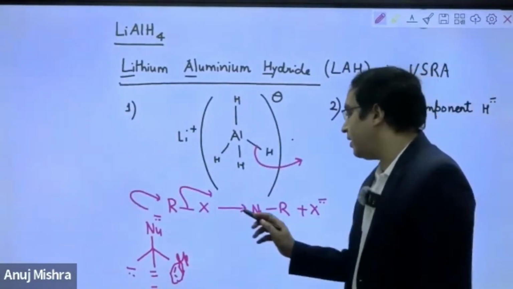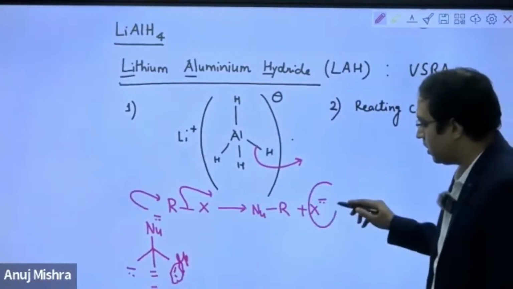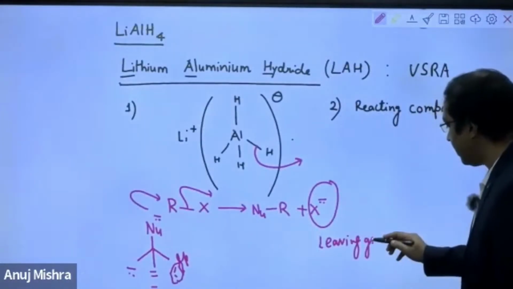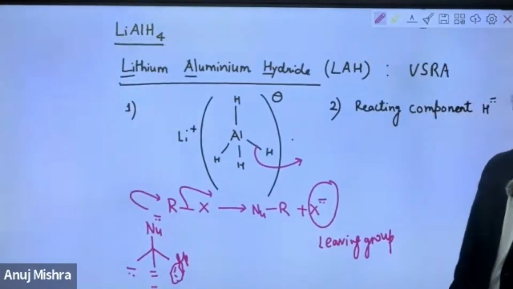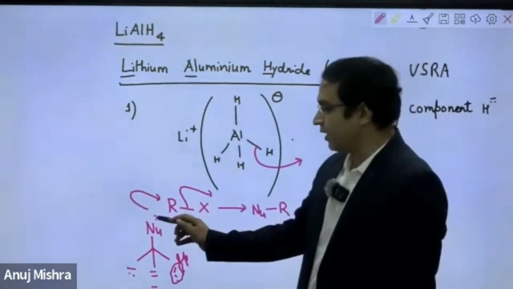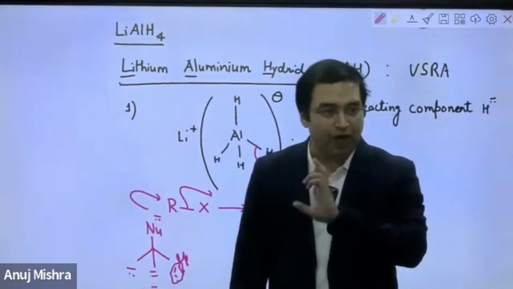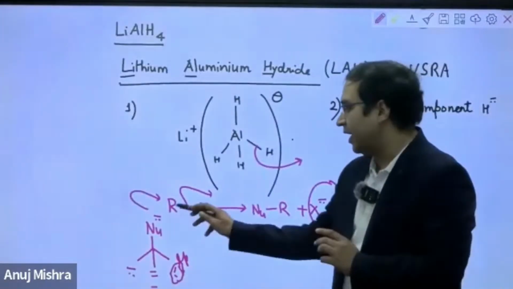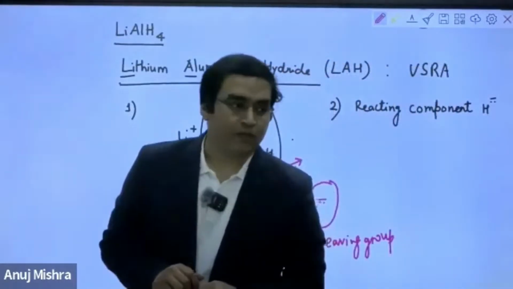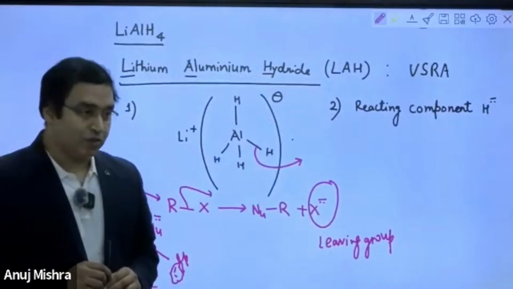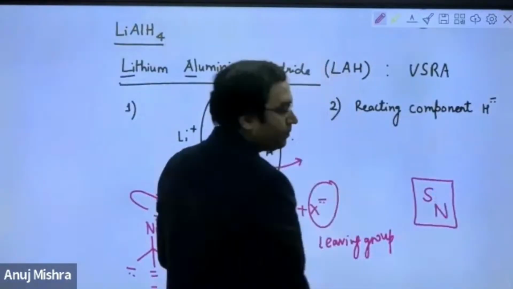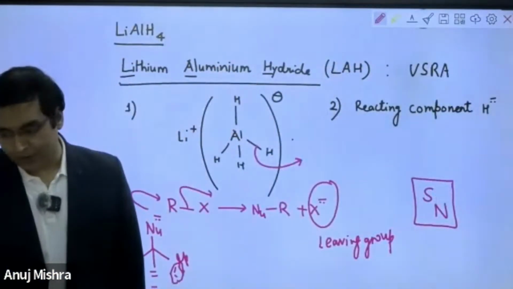So it attacked RX, NuR was formed and X minus went out. What is this called? It is called leaving group. Note down. This is known as leaving group. A group which leaves on attack. So in this reaction, who is attacking, Niharika? Nucleophile. Attacking where? RX. And what is it doing? Is it being attached with X or is it replacing X? Replacement is also called substitution. So it is nucleophilic substitution. Understand? This reaction is classified as nucleophilic substitution.